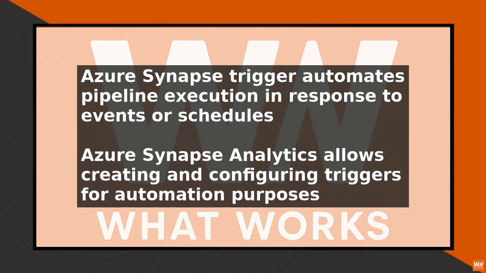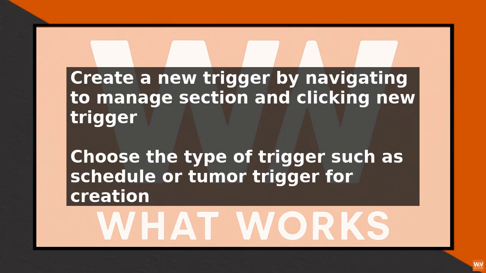Step 1. Create a new trigger. To create a new trigger, navigate to the Manage section in your Azure Synapse workspace and click on Triggers, then click on New Trigger. Choose the type of trigger you want to create, such as a schedule trigger or a tumbling window trigger.